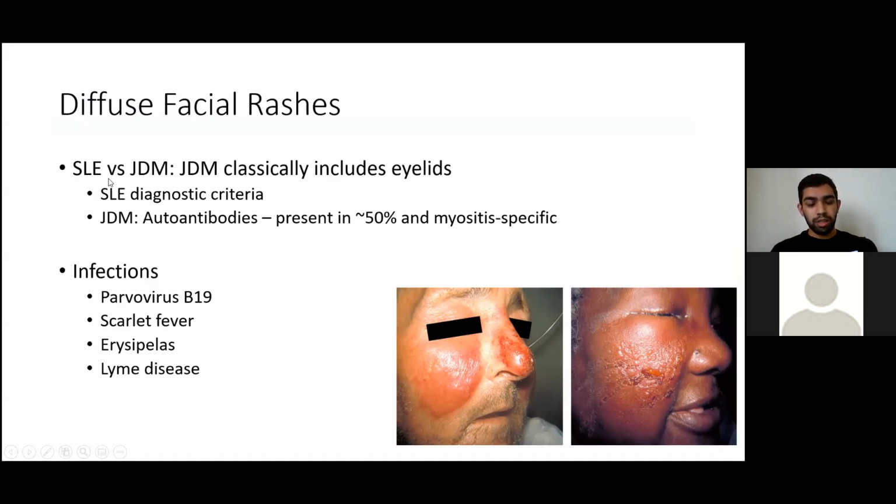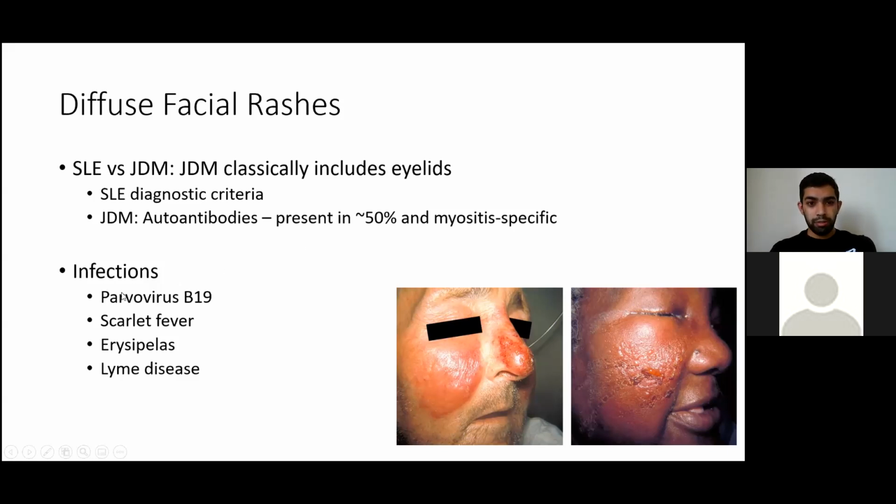A typical question lots of people ask is, how might you distinguish between lupus and JDM? I think at your level, the key thing to bear in mind is the classical history and the classical presentation. JDM classically includes the eyelids, and you get that heliotrope rash. But of course, lupus would be a differential for this presentation as well. Depending on your medical school, some may want you to learn the SLE diagnostic criteria. I do think that's a bit harsh. And just bear in mind with JDM, the majority of patients don't typically have autoantibodies, and if they do, there is something called myositis-specific antibodies.